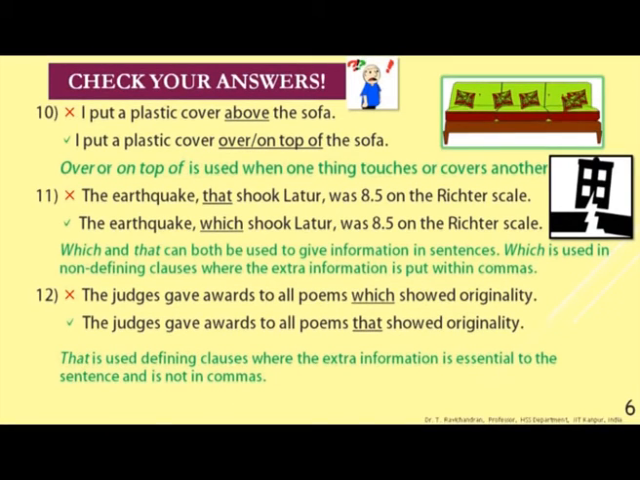In 11, the first one that is given is wrong: "The earthquake, that shook Latur, was 8.5 on the Richter scale." Why is that wrong here? The correct answer is "The earthquake, which shook Latur, was 8.5 on the Richter scale." This is with regard to the use of which and that, and the next sentence is also following the same logic. Which and that can both be used to give information in sentences. Which is used in non-defining clauses.